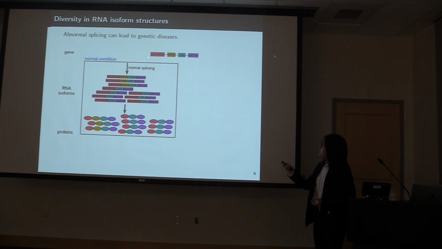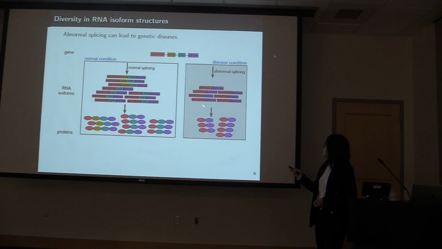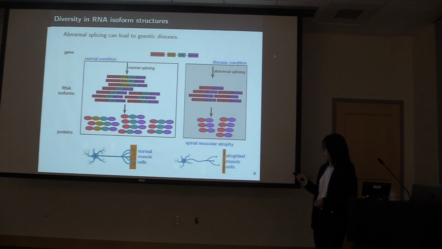As an example, we suppose the third exon of this gene must be included in the RNA molecules in order to produce functional proteins in the normal condition. And in contrast, the abnormal splicing out of this exon may lead to non-functional proteins in disease conditions. As an example, the spinal muscular atrophy is the leading cause of infant mortality.